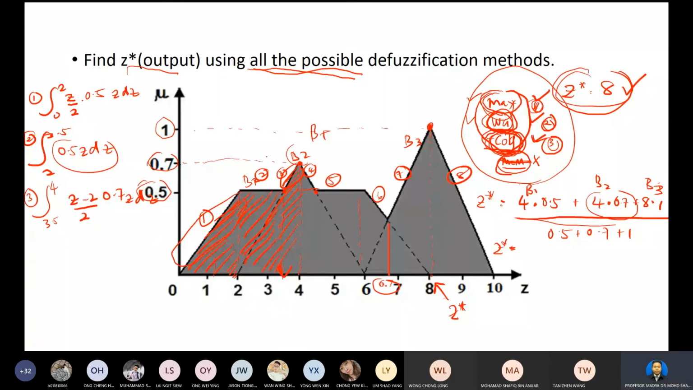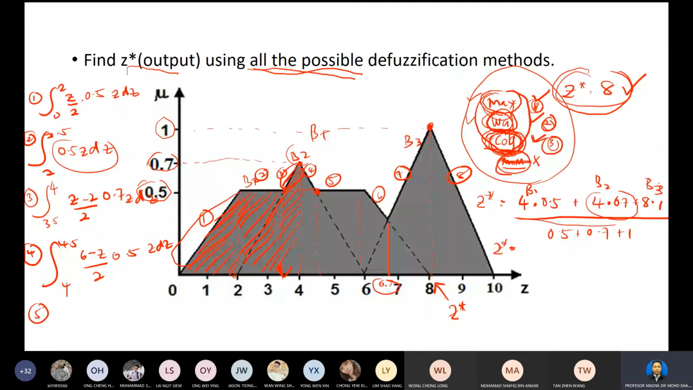Question number 4. From 4, maybe we can put 4.5. 4.5 normally will be given, it will be the standard answer. So we have 6 minus z divided by 6 minus 4. 6 minus 4 will be 2. The membership value is 0.5 z dz. So this is for question number 4.